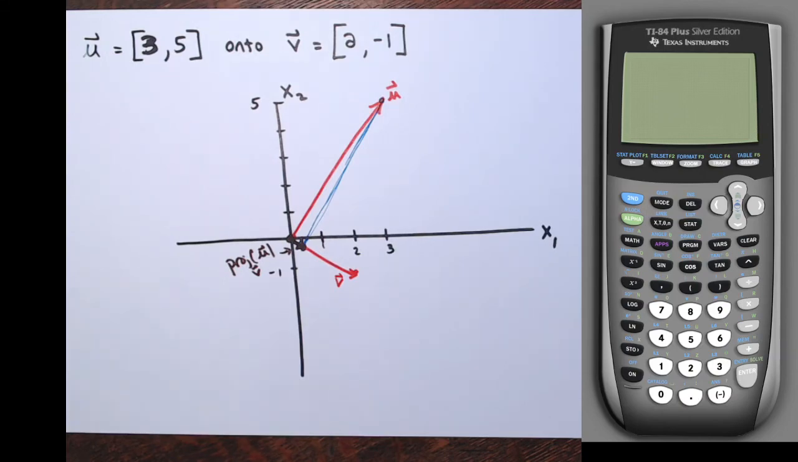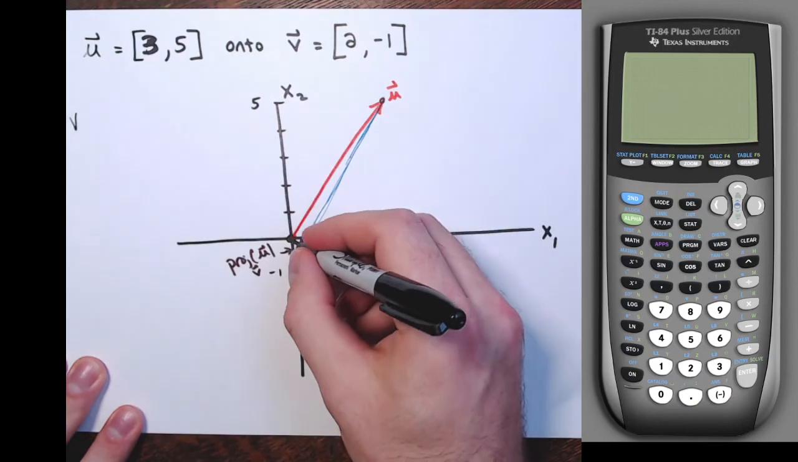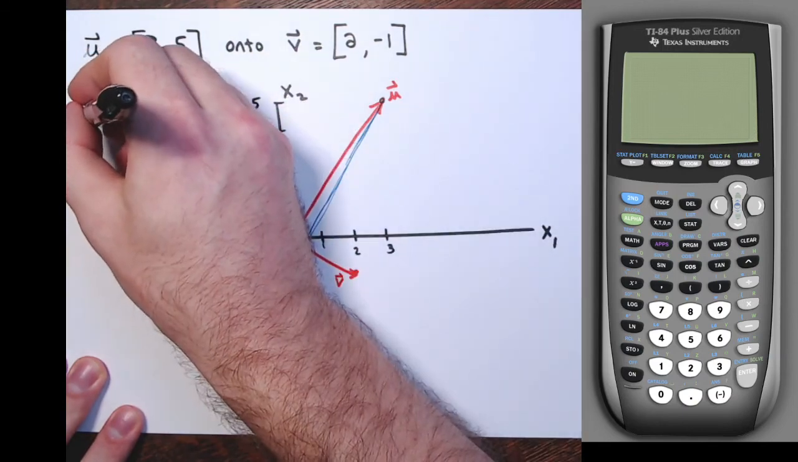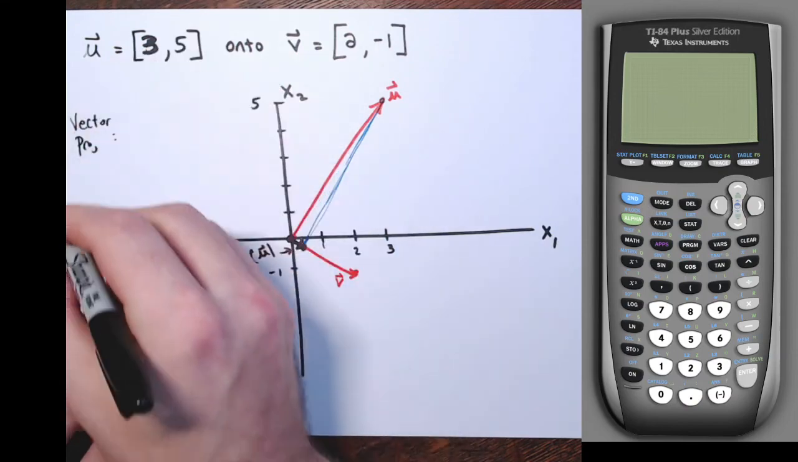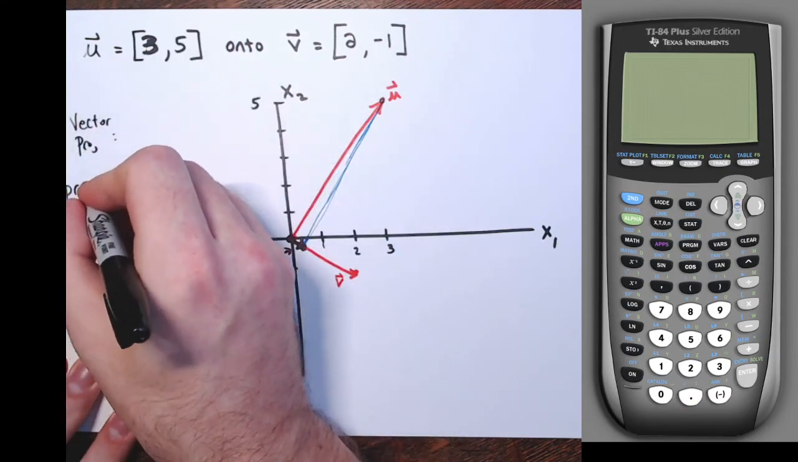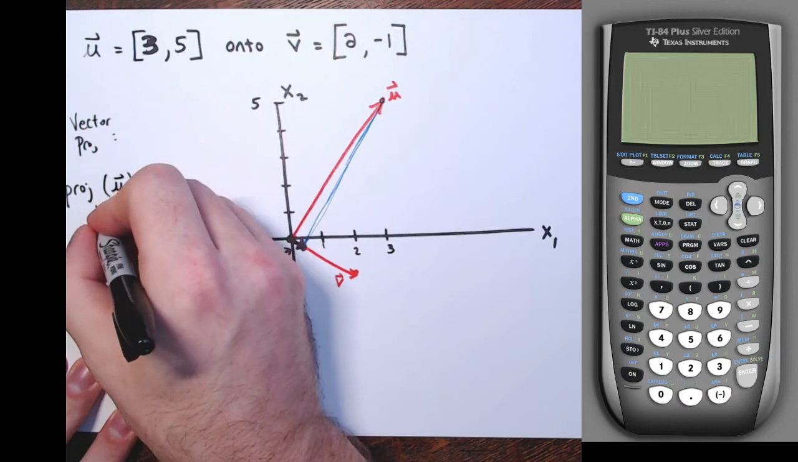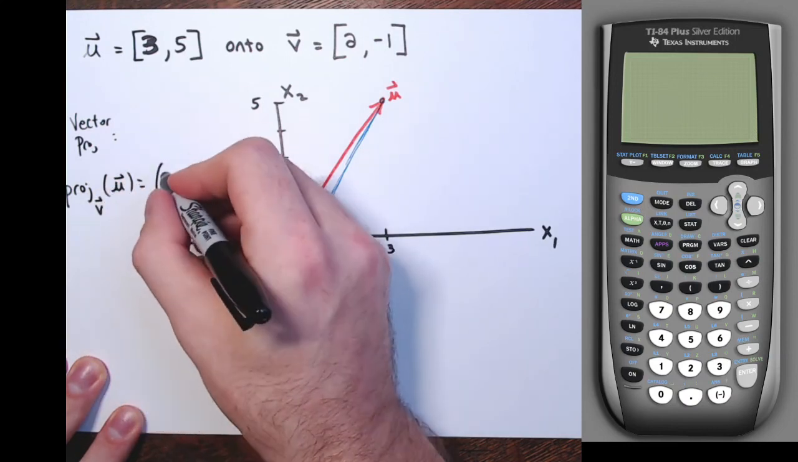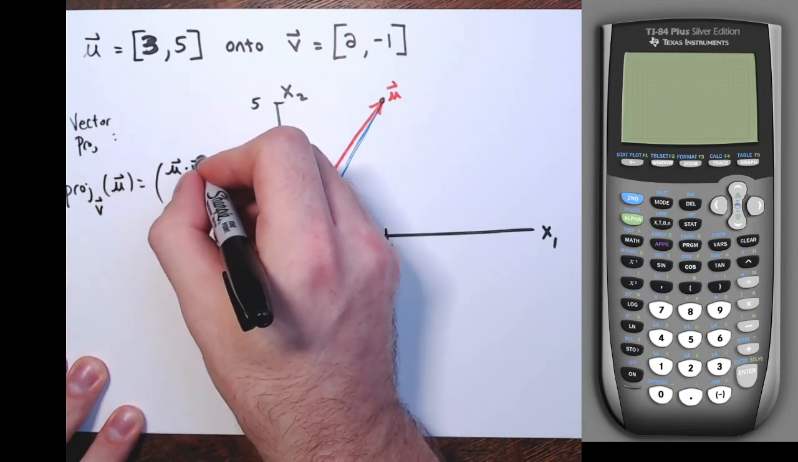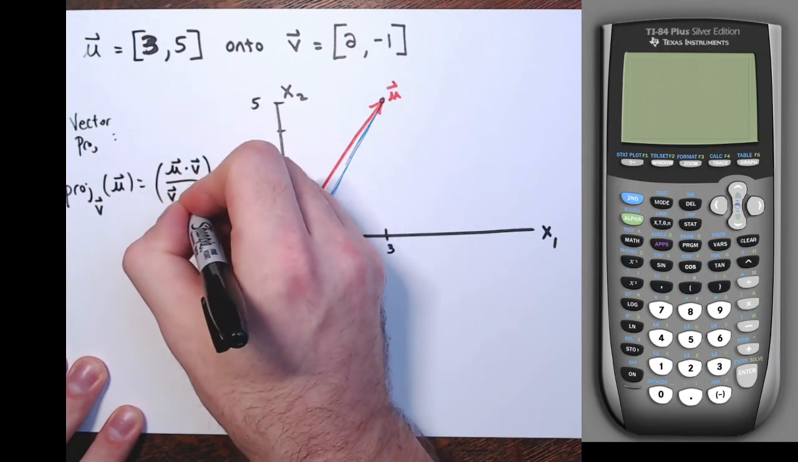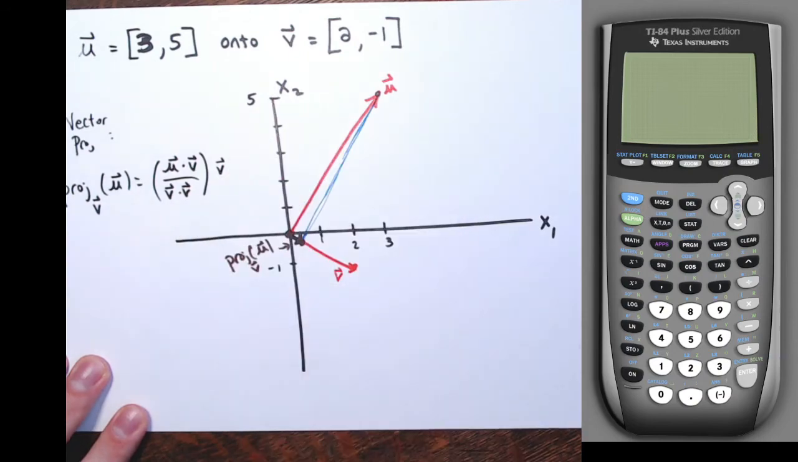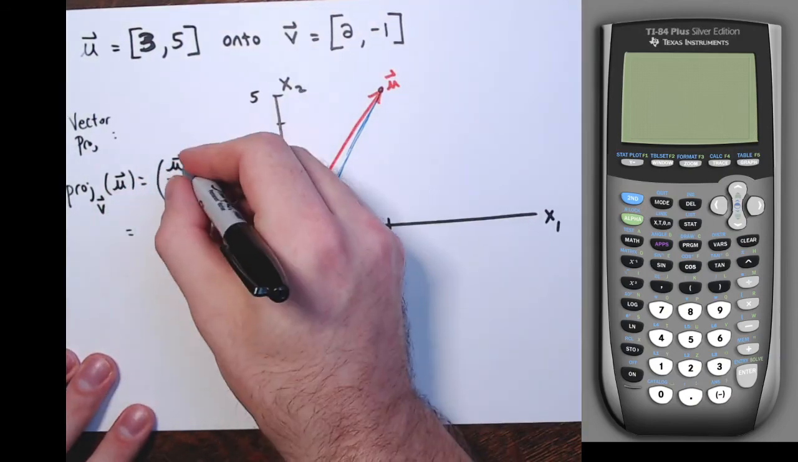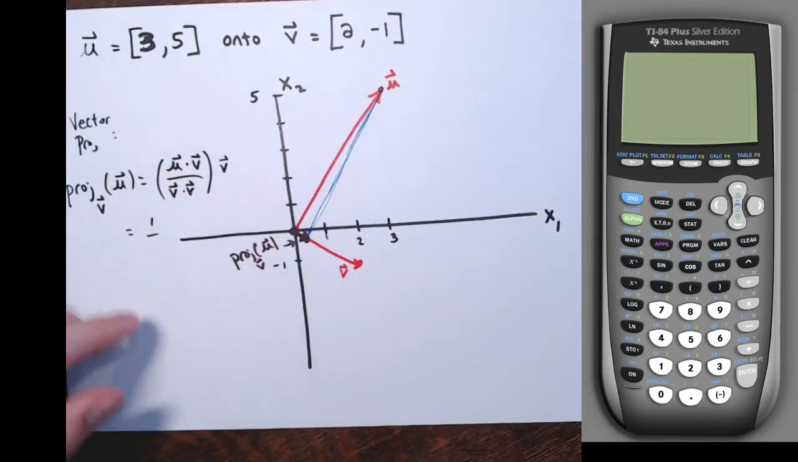Now they're only asking for the vector projection. What are the components of this vector? And I'll write that here, vector projection. So we're doing the projection of u onto v. Again, the little formula was u dot v divided by v dot v, or the magnitude of v squared, and then times v. All right, so I mentioned u dot v is 1, 6 minus 5.